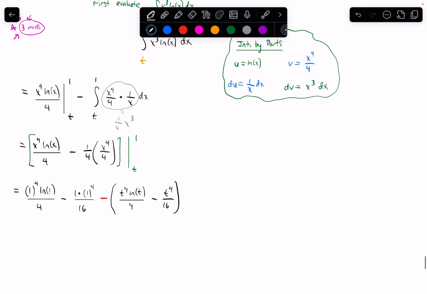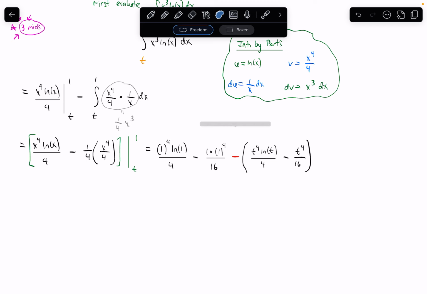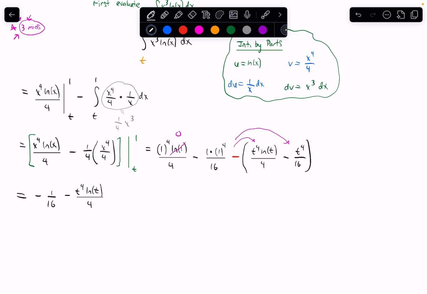Okay, so I have this. Just to save a little bit of room here, maybe I'll move this to the side here. And now I can simplify this a little bit, because ln of 1, that's just 0. So that term just goes away. And then I can go ahead now and distribute this negative sign. So let's distribute the negative sign in to both of those terms. And doing that, this first fraction just becomes minus 1 over 16. And then I get minus t to the 4th ln of t over 4. And then plus t to the 4th over 16.